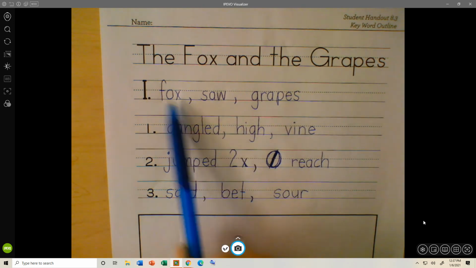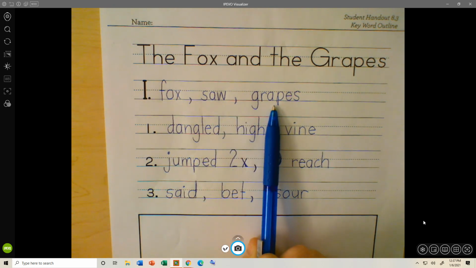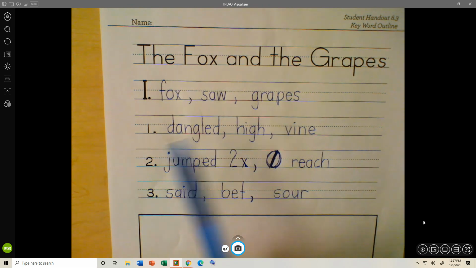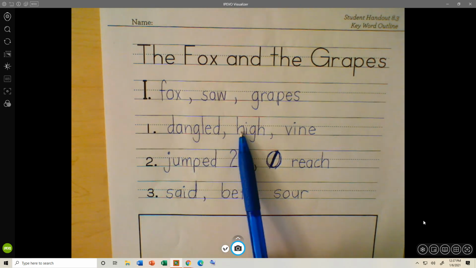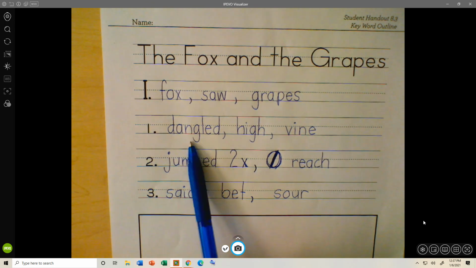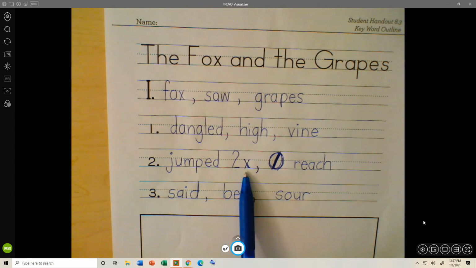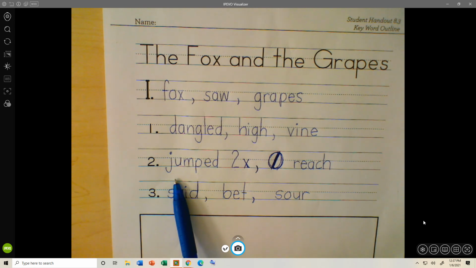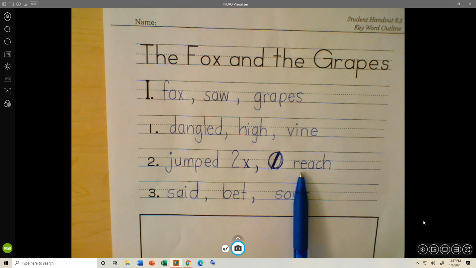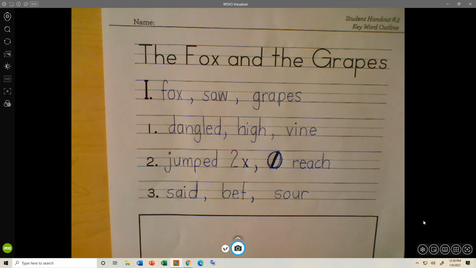Now, would it be okay if I said, once upon a time, there was a fox who saw a bunch of purple grapes? Yeah, that would be fine. Now, he saw them dangled high on a vine. We could maybe even say he saw them dangled way up high on a vine. He jumped 2 times and jumped, but he couldn't reach. He said, I'll bet those grapes are sour anyway. So if you notice, there's lots of other words that I said, but these are the words that help me remember that story.